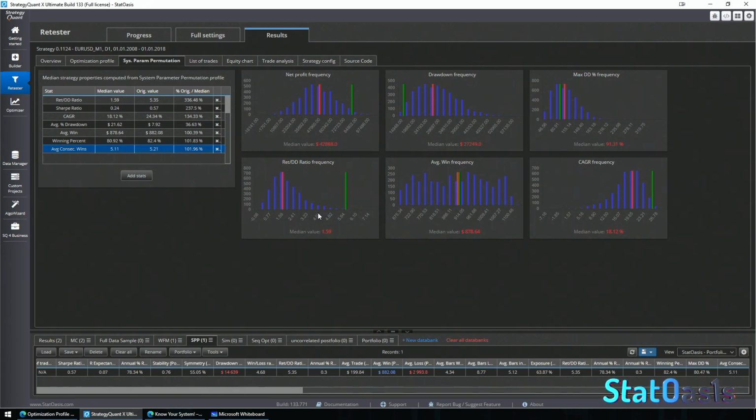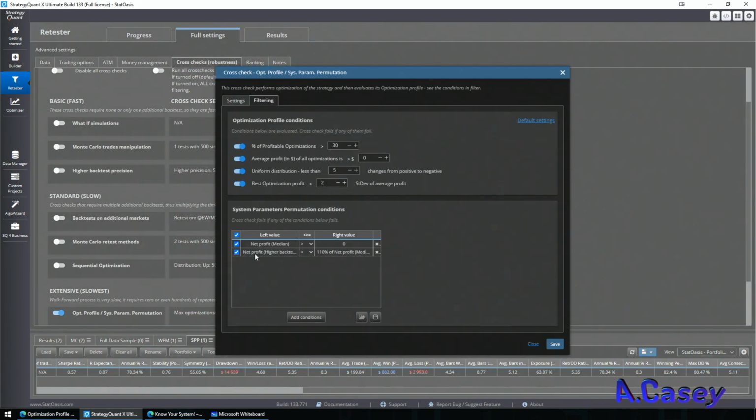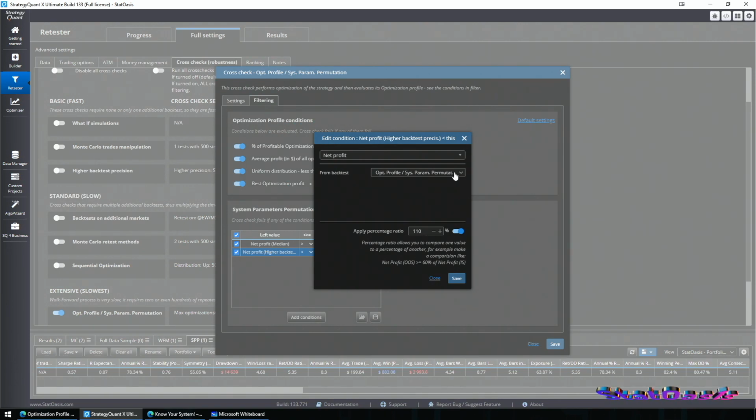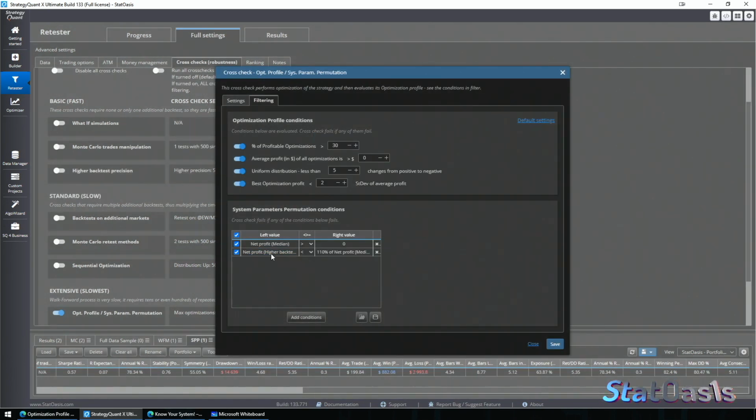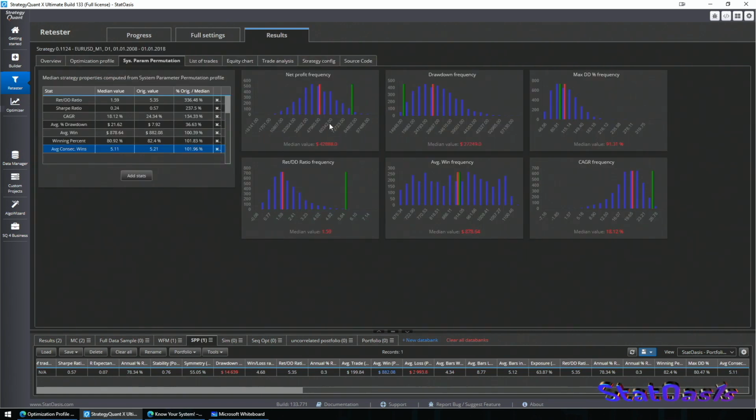But of course, we need some math way to do it, and we can do that in the testing. So in the testing, you can implement filters. So here, for example, I have this filter. So the net profit of my original strategy is smaller than the net profit of the SPP at 110%. So I am looking for my net profit to be less than 110% of the median. So then I can filter on this mathematically instead of coming here and looking at the results.